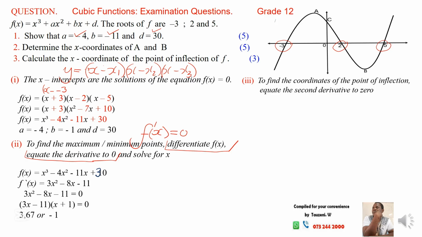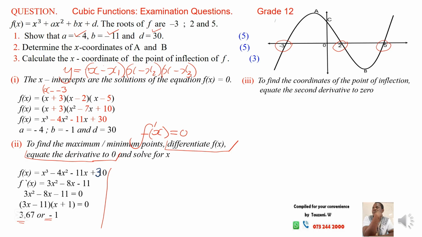If you were requested to determine the coordinates of the turning points, after calculating these two x values, you would need to find the values of y. So you replace x in the original equation with these two numbers one by one to calculate the corresponding values of y for the turning points.